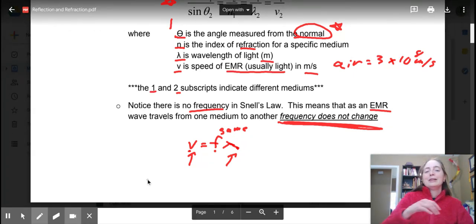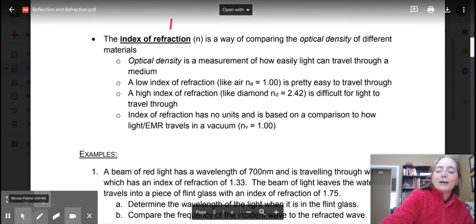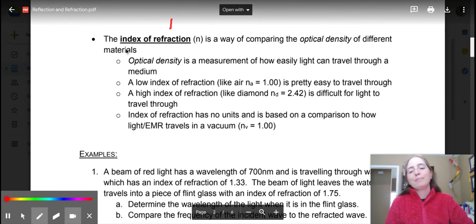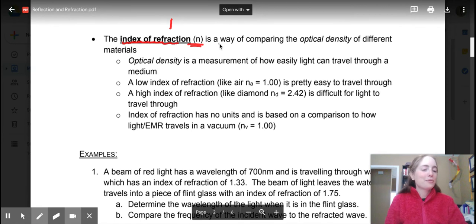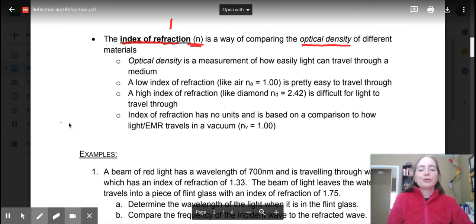So when light moves from one media to the next, we have our index of refraction, n. This is a fairly new value that we have looked at. It's essentially a way to compare the optical density of different materials, so how hard it is for light to move through them. A really dense material is going to be really hard for light to move through, whereas a material that is not dense will be easier for light to move through. It's just how easily light can move through it.